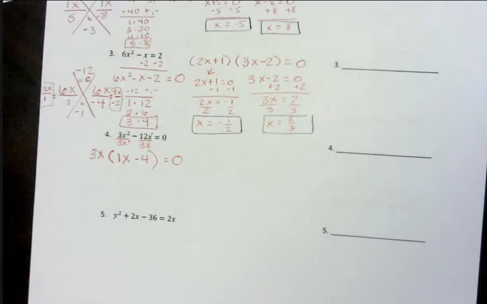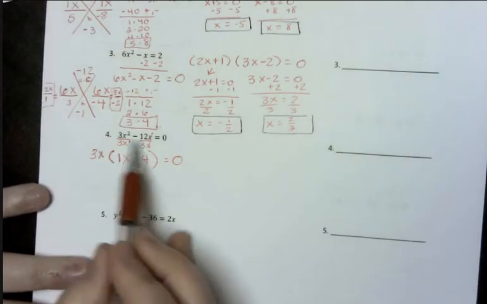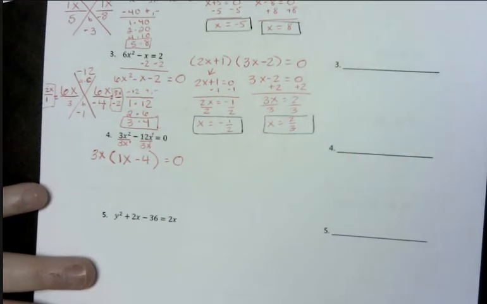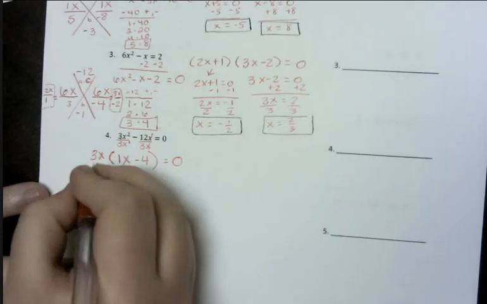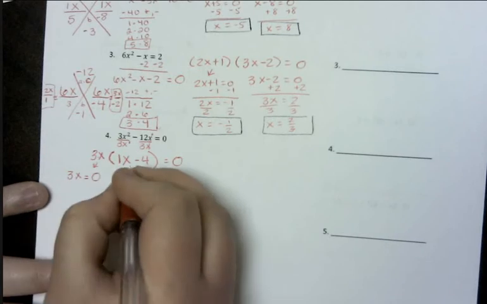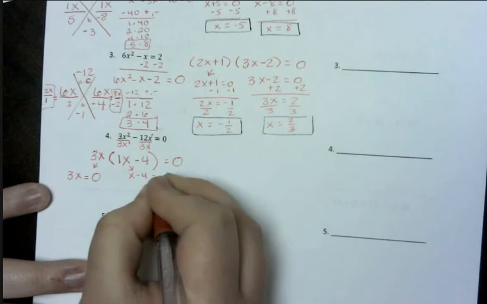In order to double check yourself, if you would like to, you can always multiply this back out, and if you get what you started with, then you know that you did it right. So now we have found our multipliers. 3x is considered a multiplier because it's multiplying by something. And then x minus 4 is also going to be one of those multipliers.